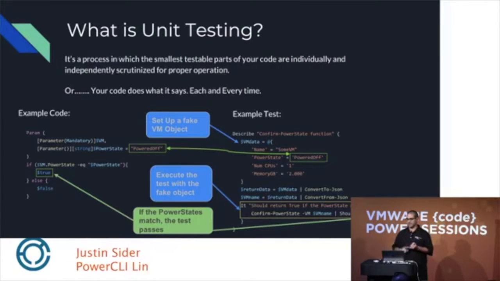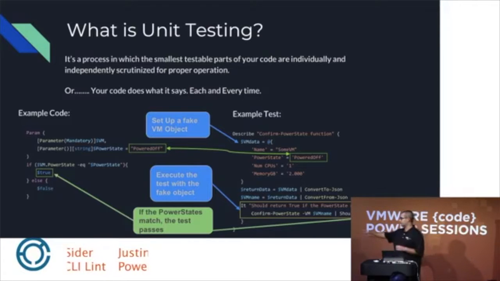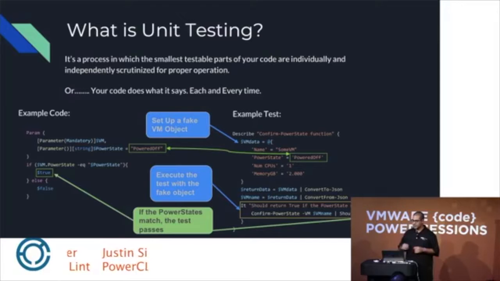And I say confirm power state. The VM is that fake object I created, and then it should be true. Here I didn't specify a parameter, so that means it's going to be powered off, which is the default value set for the power state parameter. And we'll go into what success and fail look like in a second.